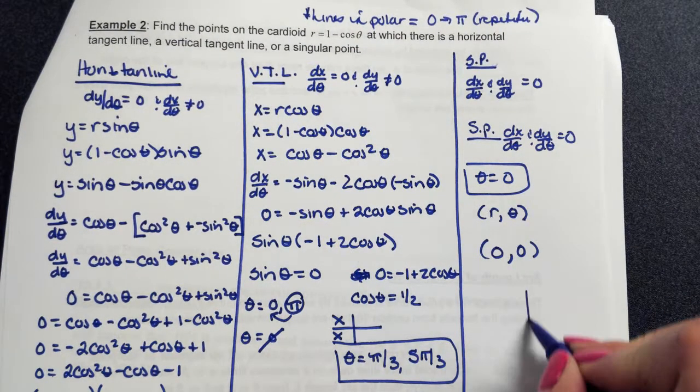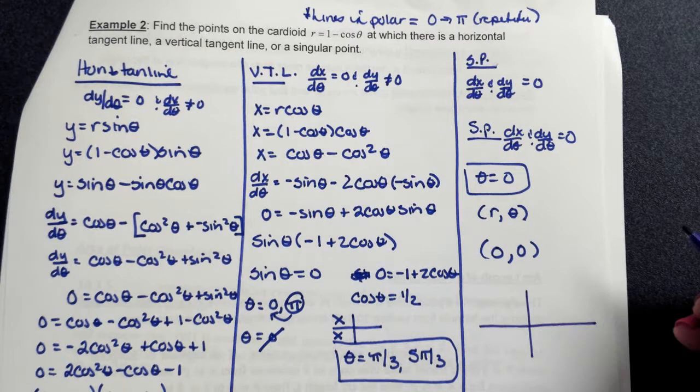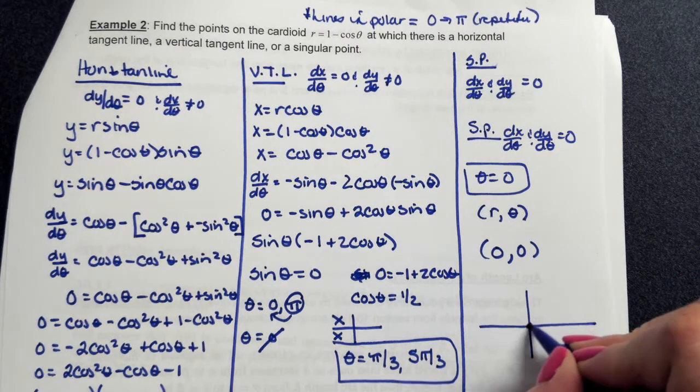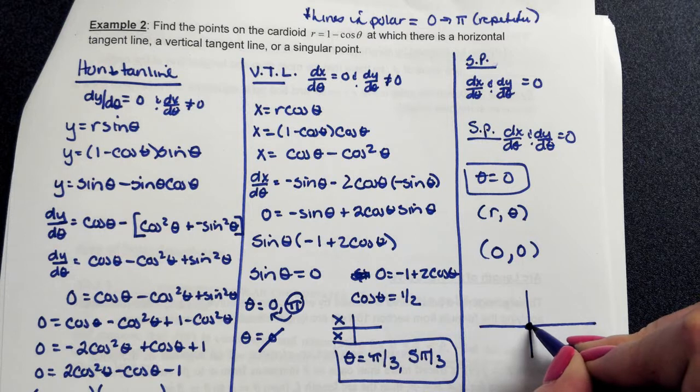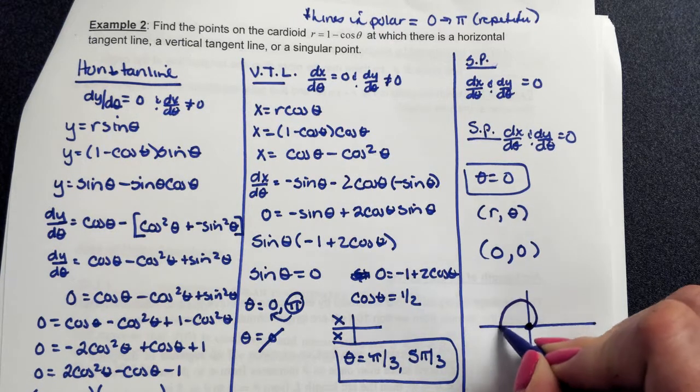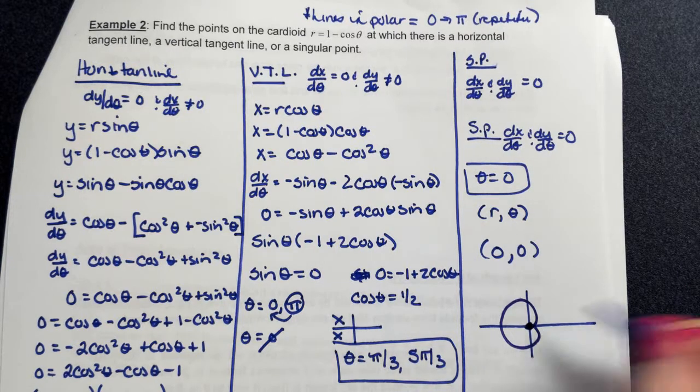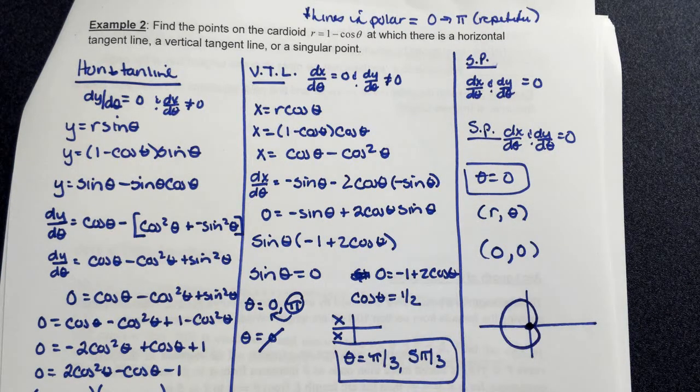So if you look at the graph of this cardioid, this is going to give you a visualization of what that singular point is. That origin is typically where a singular point may occur. It's where that indentation of the cardioid is happening. It's kind of got that little divot right there at that point. That's what they're calling the singular point. It's where your dx d theta and your dy d theta are both equal to 0.